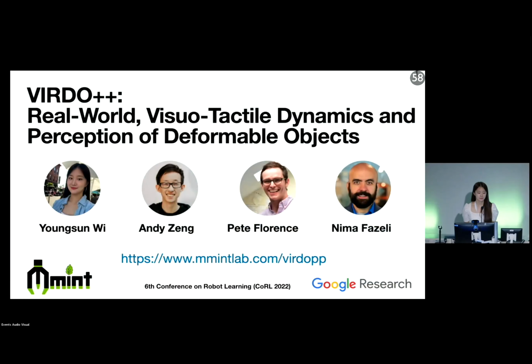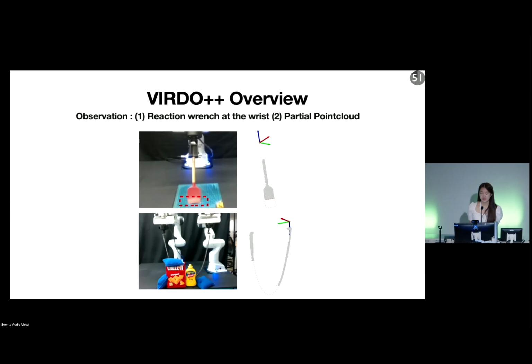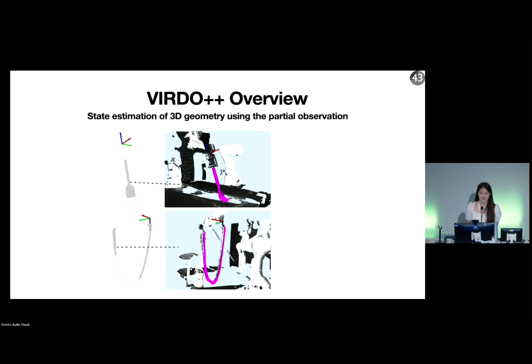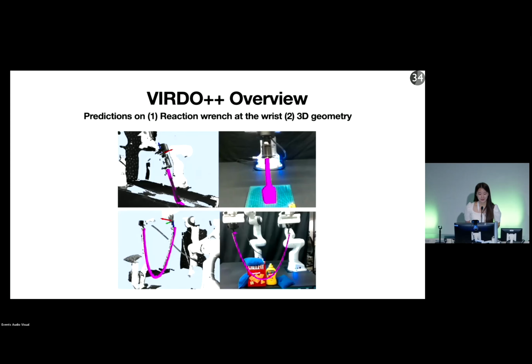Hi, we present Verda++, a real-world visual tactile dynamics and perception of deformable objects. We assume high occlusion cases where we can obtain reaction wrench at the wrist and partial point cloud. Using Verda++, we can perform state estimation of 3D geometry using partial observations. Given Cartesian displacement, which is an action, we can predict reaction wrench at the wrist and 3D geometry.